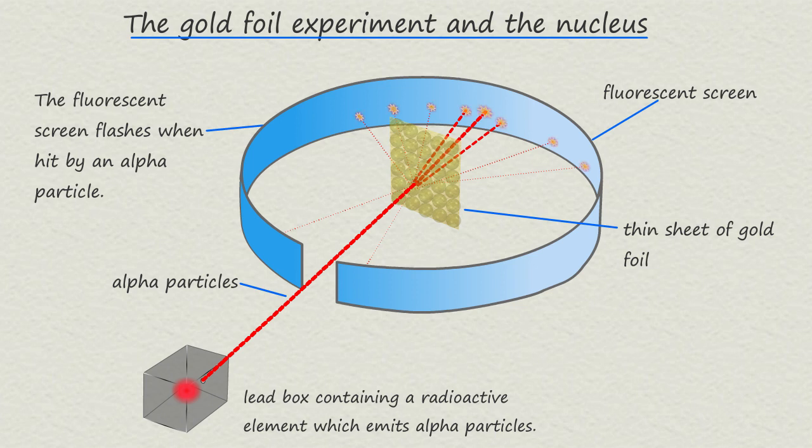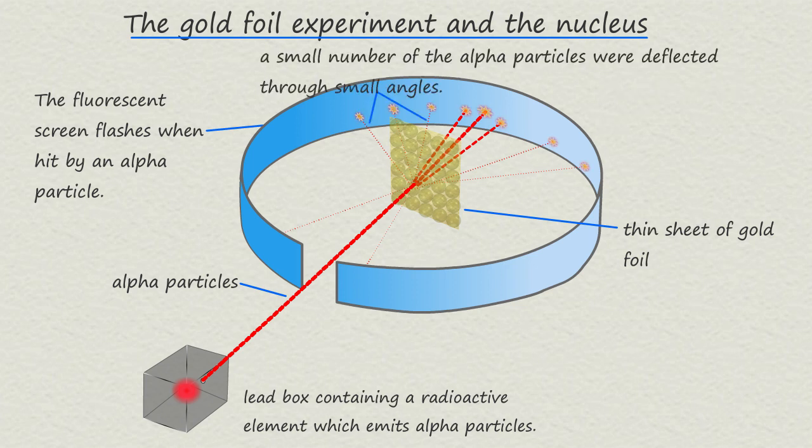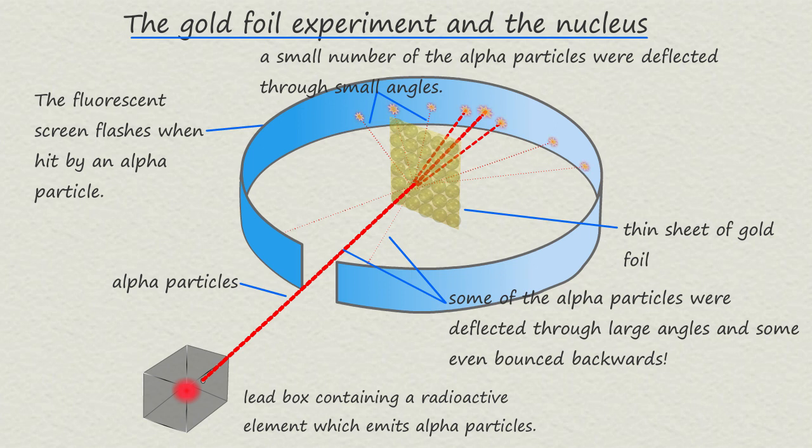Now, during the experiment, most of the alpha particles simply passed straight through the gold foil as expected. However, some were deflected through small angles, some were even deflected through larger angles, and about 1 in 10,000 actually bounced straight back, as if it had hit something solid inside the atom. This is definitely not what Rutherford was expecting.